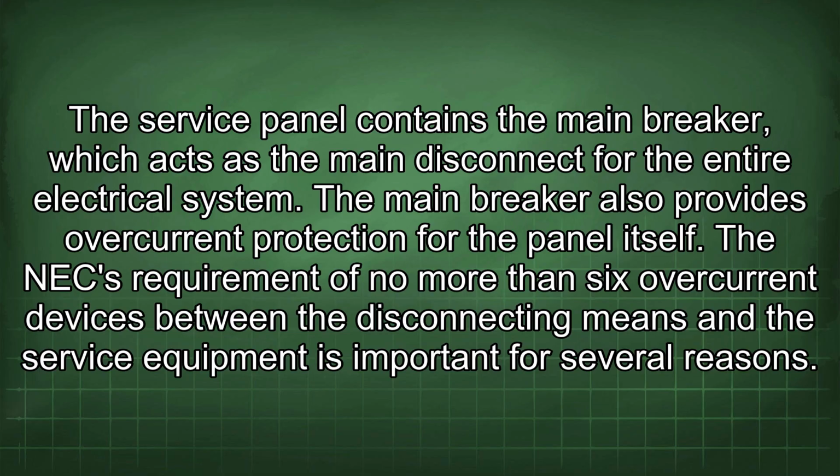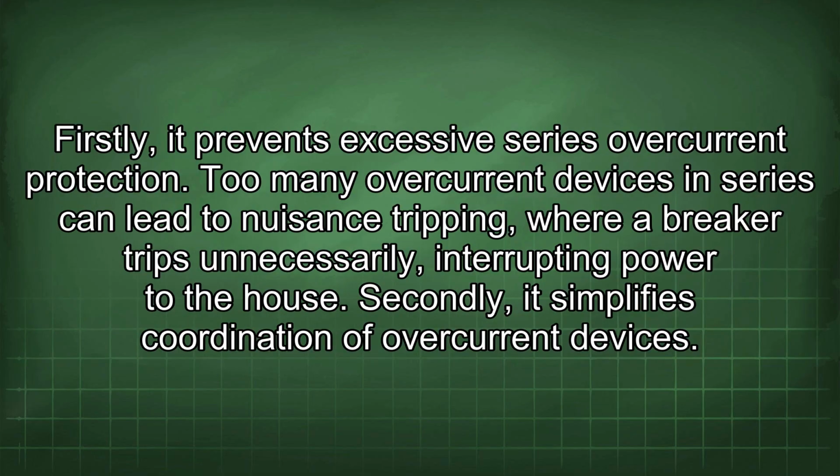The NEC requirement of no more than 6 overcurrent devices between the disconnecting means and the service equipment is important for several reasons. Firstly, it prevents excessive series overcurrent protection. Too many overcurrent devices in series can lead to nuisance tripping, where a breaker trips unnecessarily, interrupting power to the house. Secondly, it simplifies coordination of overcurrent devices.